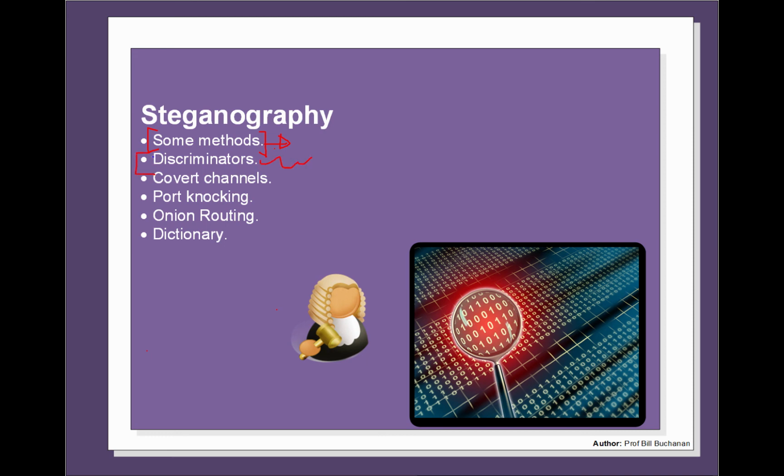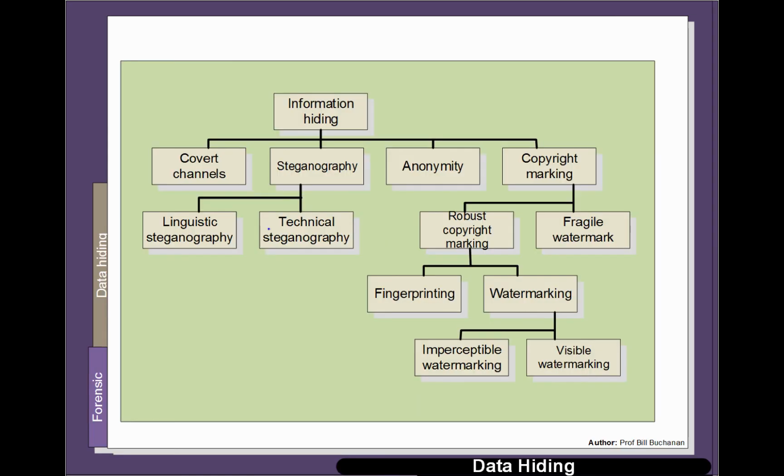Discriminators allow us to determine if there's hidden content inside other content. Then we'll look at some covert channels, such as hiding information within IP and TCP headers. Have a little look at port knocking, and then on to Tor or onion routing. And then finally we'll look at some dictionary codes.